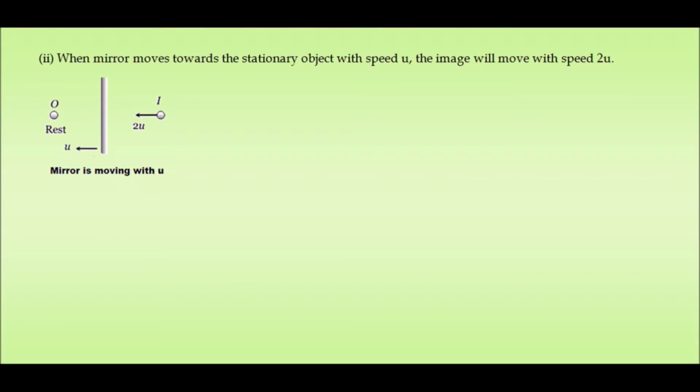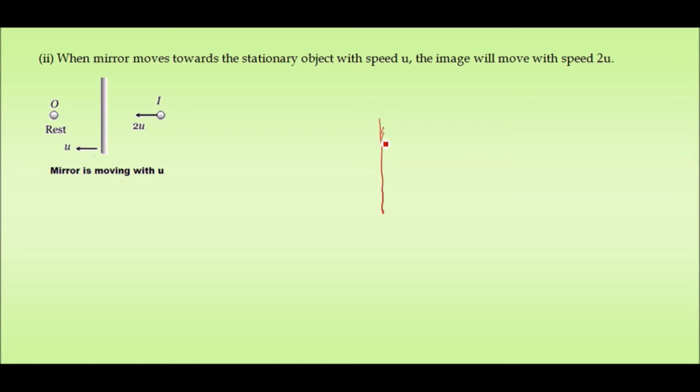Now consider the second case, when the object is stationary and the mirror is moving with speed u. In this case the image will move with speed 2u. It is shown here: the object is at rest, the mirror is moving with speed u, then the image will move with speed 2u. So how is it possible? I will just show you.